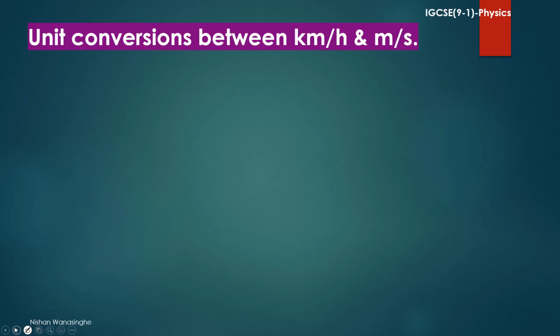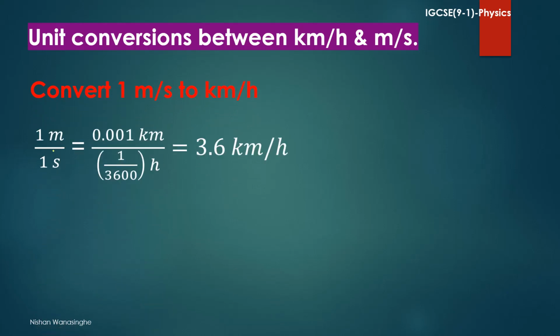Unit conversions between kilometers per hour and meters per second. Convert 1 meter per second into kilometers per hour. So like the previous way, we can write 1 meter in kilometer, 0.001 kilometer, and 1 second as one part out of 3600 parts, 1 second in hours, right? So when you divide that, you can see the answer is coming as 3.6 kilometers per hour.